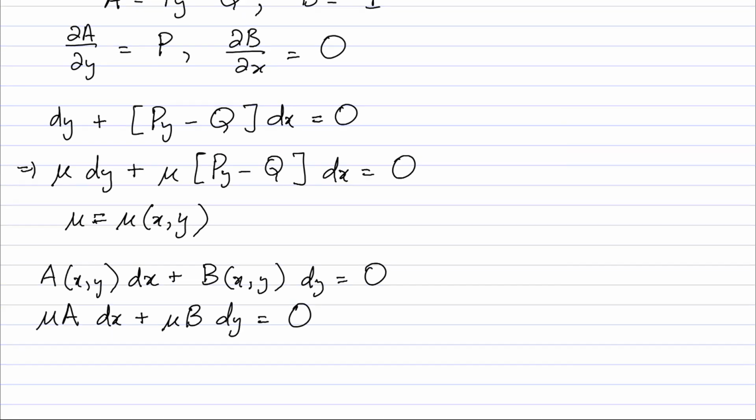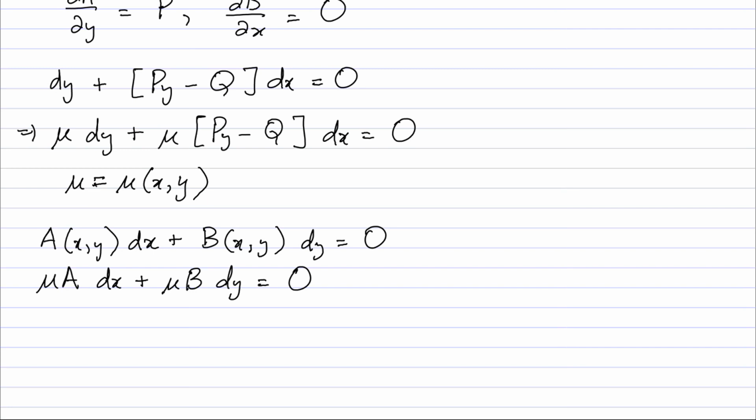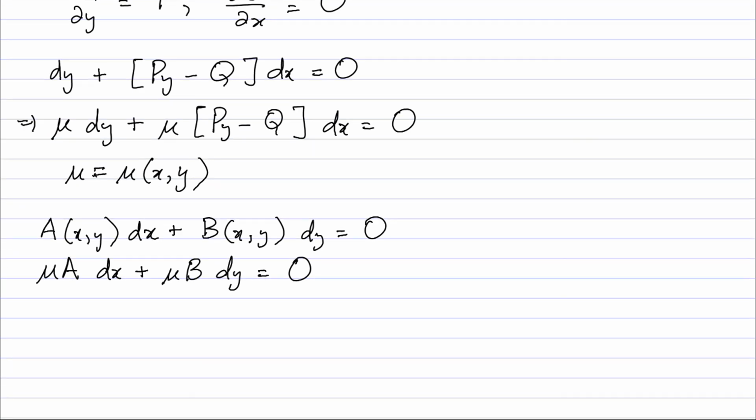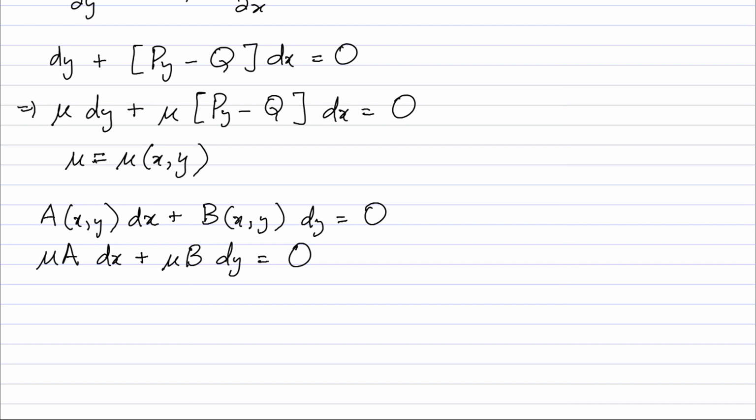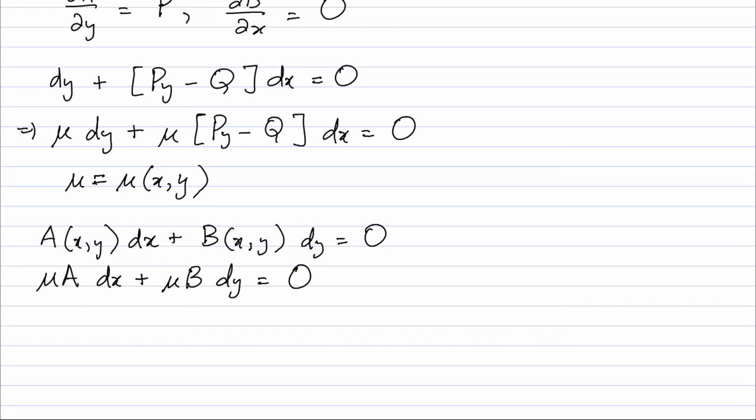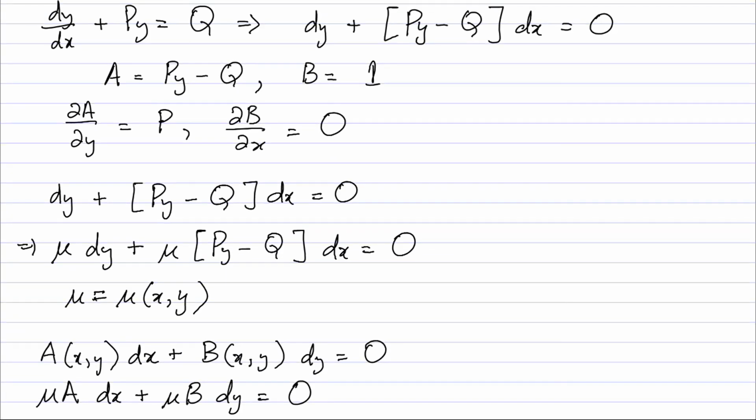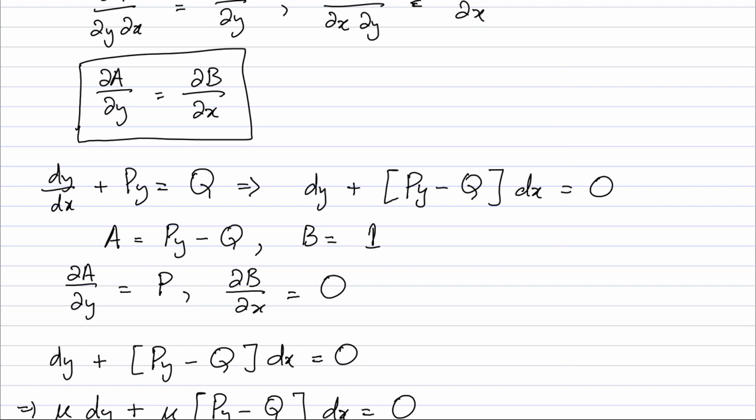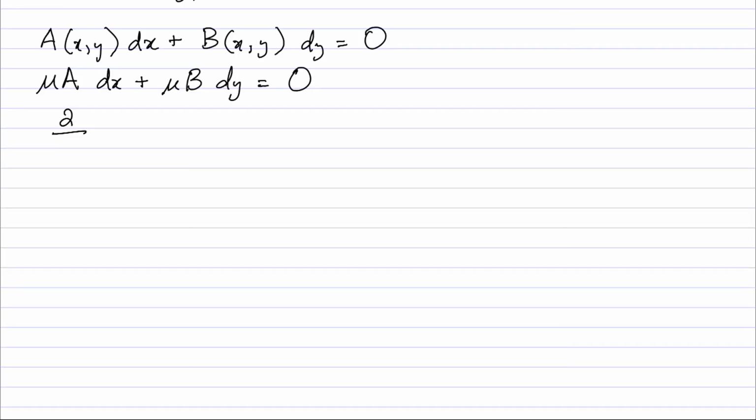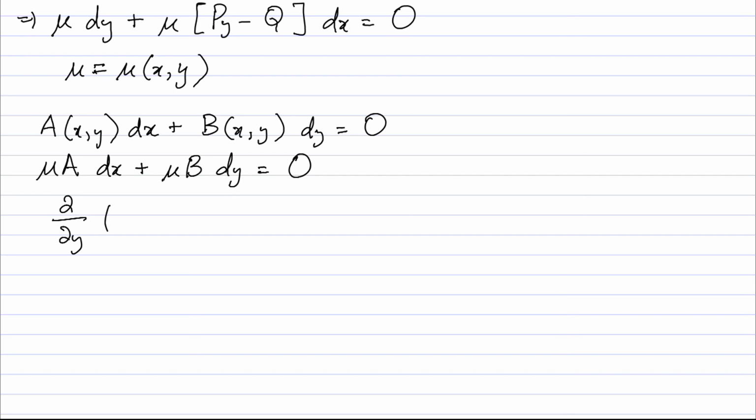And now I'm saying that this new equation has to be exact. In other words, since this new equation is exact, I must have that the partial with respect to y of mu a must be equal to the partial with respect to x of mu b. That's my guiding principle on how to find mu. I have to find mu such that this relation is satisfied. Of course, I know a and b because those are given in your differential equation.